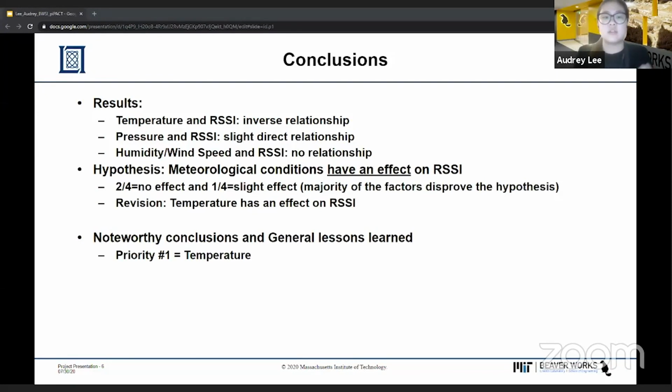Second, I concluded that the effects of pressure did not have to be prioritized as heavily as those of temperature, but they should still be prioritized over wind speed and humidity.